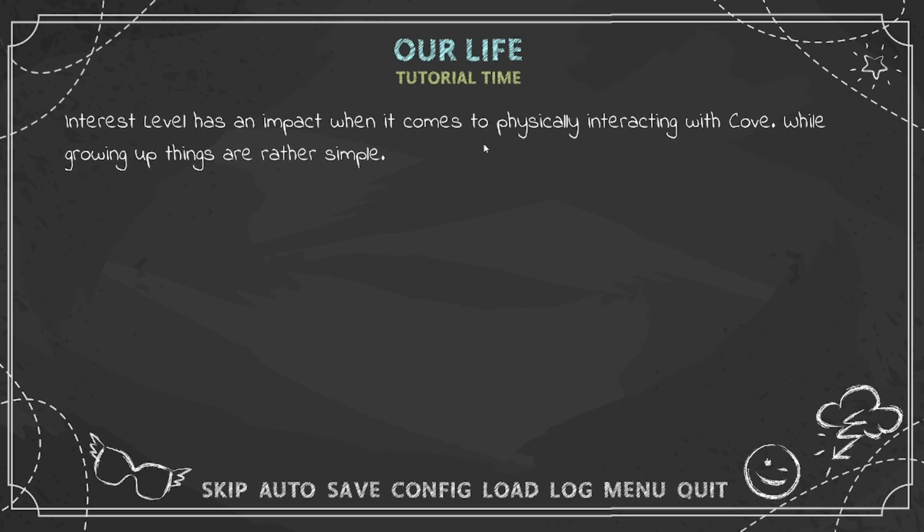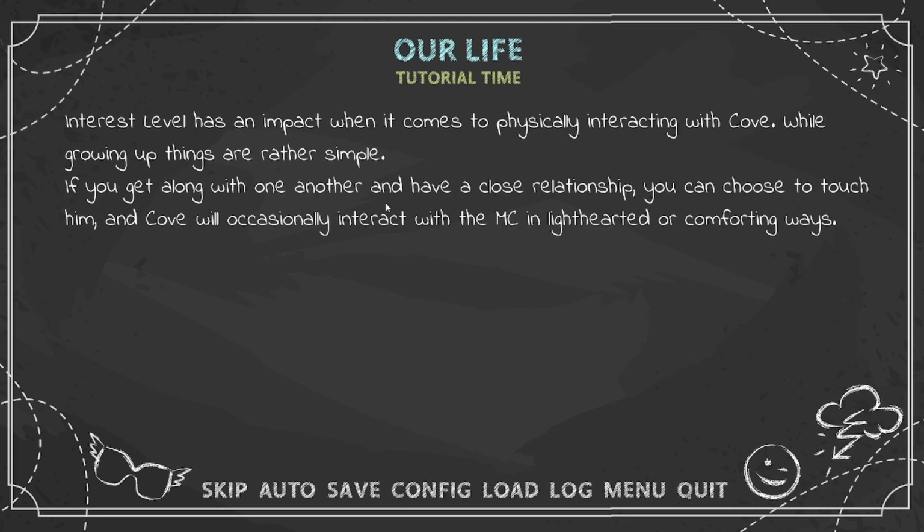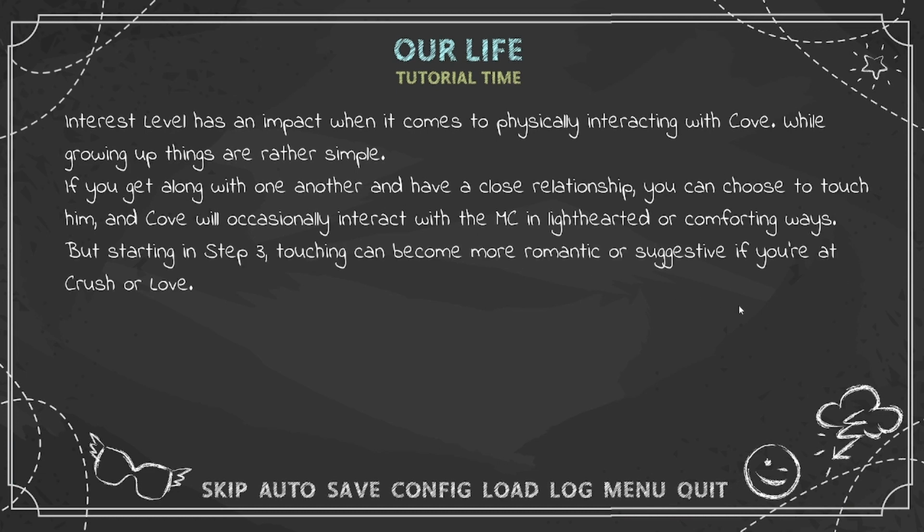Interest level has an impact when it comes to physically interacting with Cove. While growing up, things are rather simple. If you get along with one another and have a close relationship, you can choose to touch him, and Cove will occasionally interact with the MC in lighthearted or comforting ways. But starting in step 3, touching can become more romantic or suggestive.